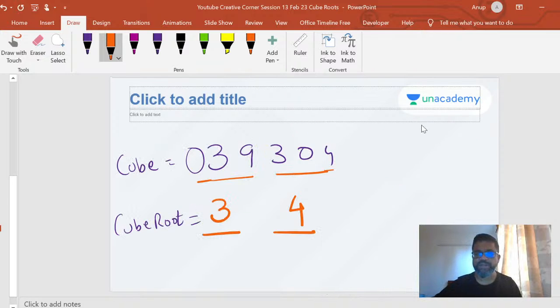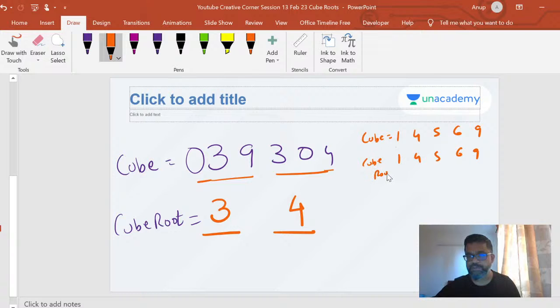Next, 39,304. Remember, it was if the number is ending in 1, 4, 5, 6 and 9, that's it, same thing. If the cube is ending in 1, 4, 5, 6, 9, the cube root's last digit is the same. So you see here 4, so the last digit is 4.